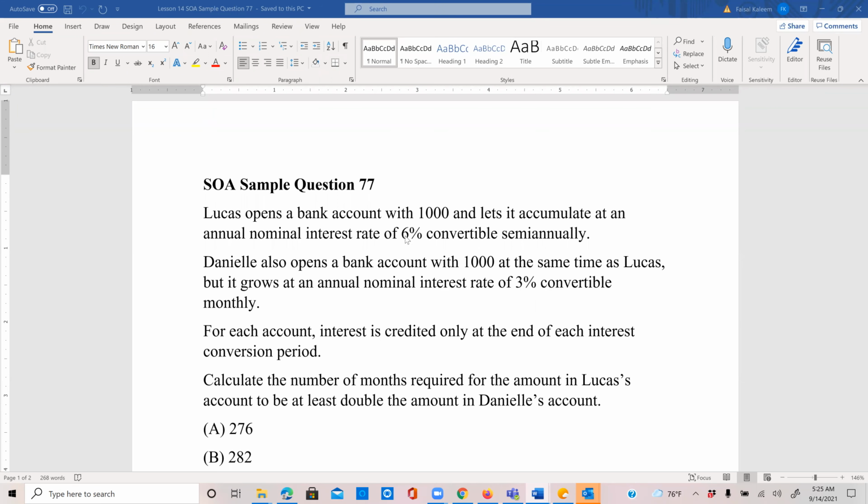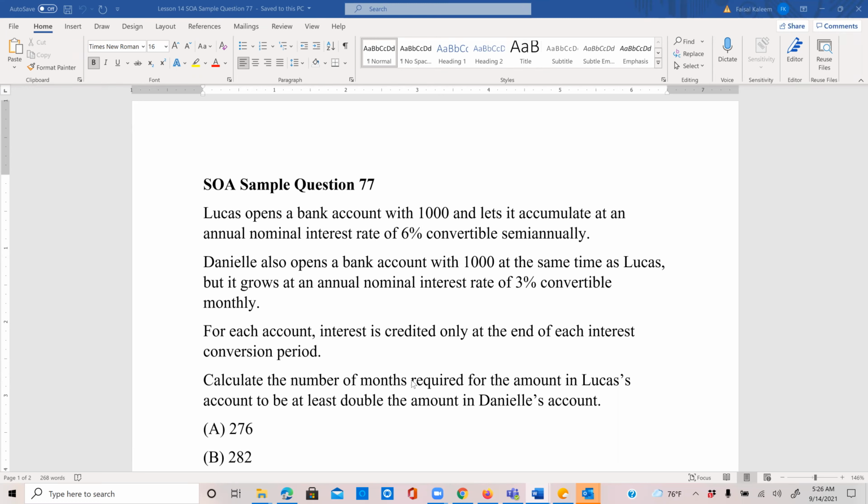Lucas opens a bank account with 1,000 and lets it accumulate at an annual nominal interest rate of 6%, convertible semi-annually. Danielle also opens a bank account with 1,000 at the same time as Lucas, but it grows at an annual nominal interest rate of 3%, convertible monthly. For each account, interest is credited only at the end of each interest conversion period.